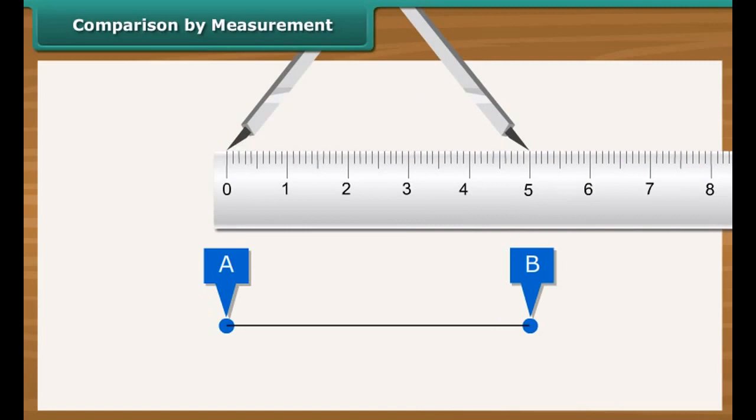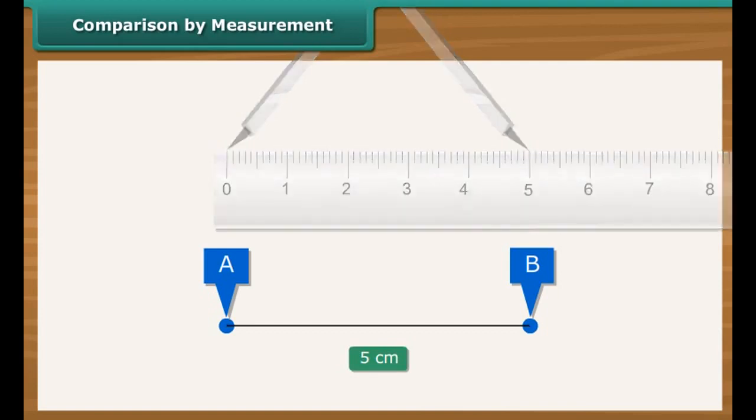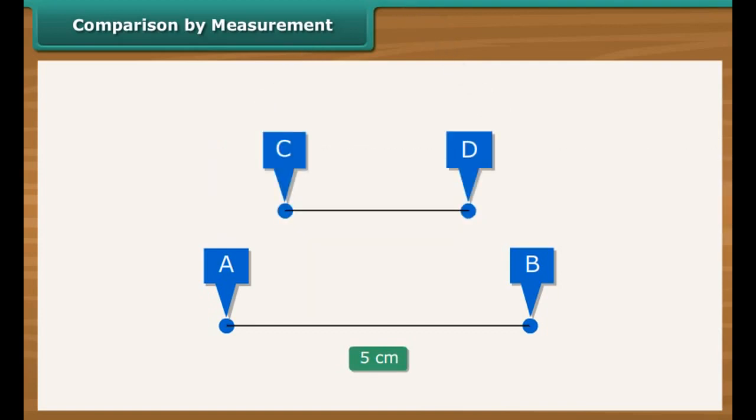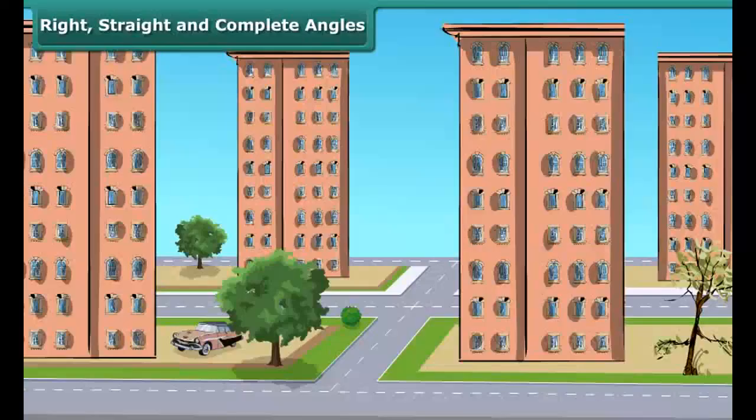Write down the measurement of AB as 5 centimeter. Now measure CD in the same way. Write down the measurement of CD as 3 centimeter. Therefore, AB is longer. Right, straight, and complete angles.